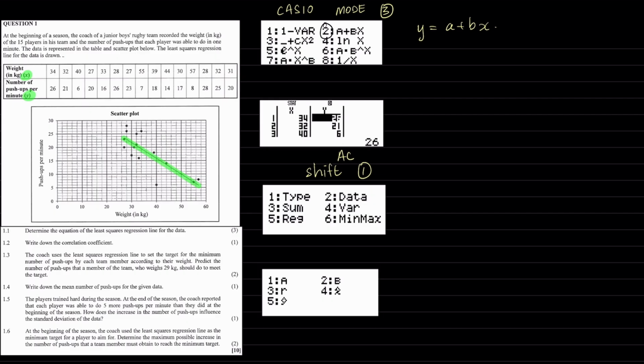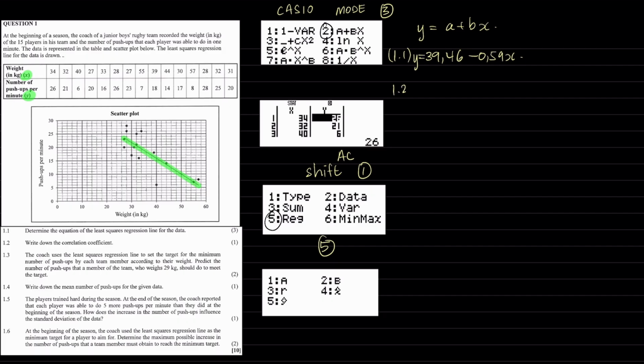Then what you want next is the regression, so you press 5, and then you'll have the screen. What we want is the A value and then the B value. For the A value in 1.1, if you press A, your calculator will give you 39.46. So y is equal to 39.46, and then the B value is minus 0.59x. And that's the equation of the least squares regression line.